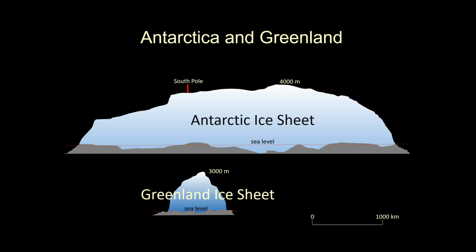We have Greenland and the Arctic circle, and in the South Pole we have Antarctica. The Antarctic ice sheet is very thick, sometimes 4 kilometers thick. So make sure that you know about the glacier and the amount of fresh water we have, and what the percentage is. That would be very important.